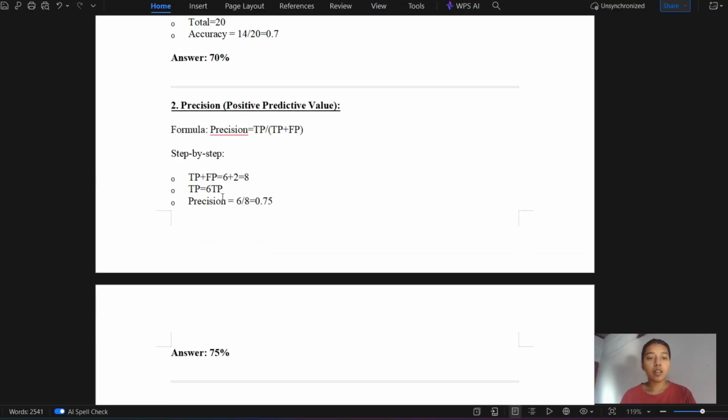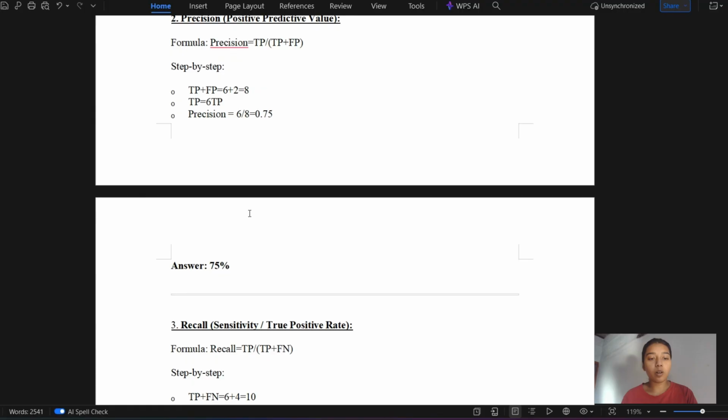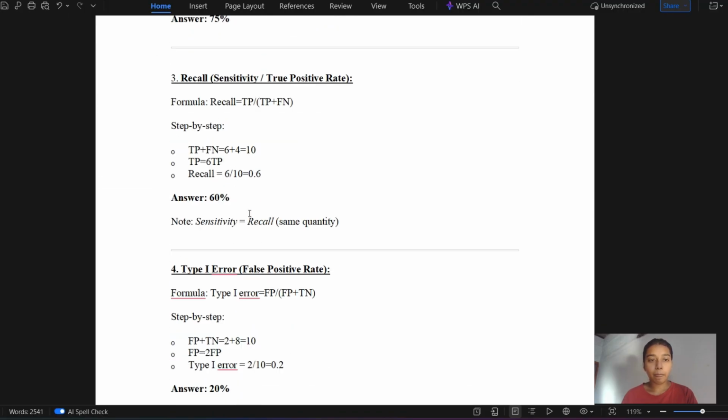Second, precision. The formula to calculate precision is TP divided by TP plus FP. Now, TP plus FP equals 6 plus 2, that is 8. TP is 6. Now, precision equals 0.75 or 75%.